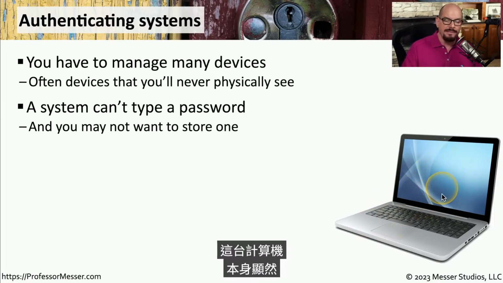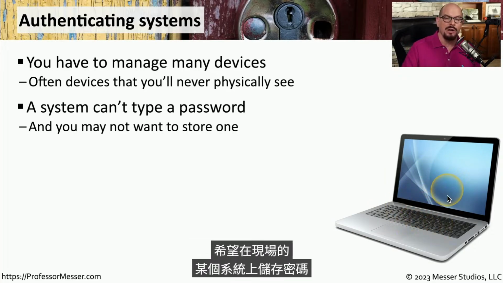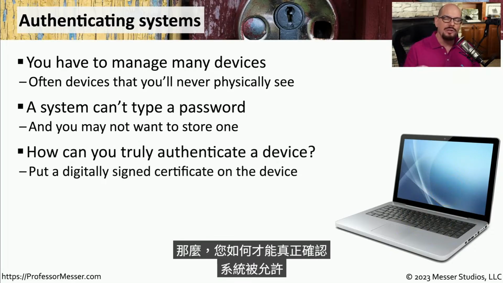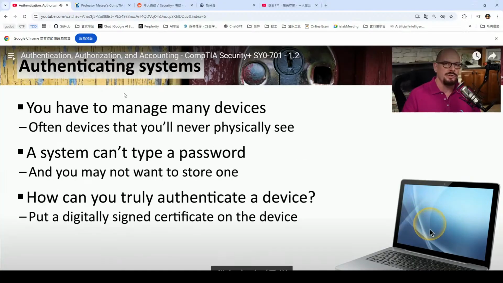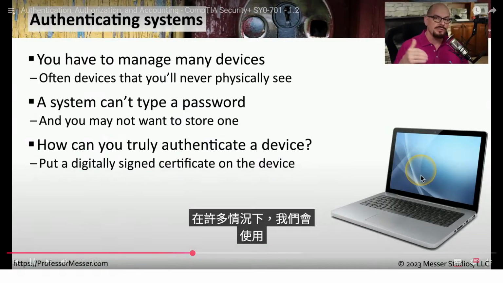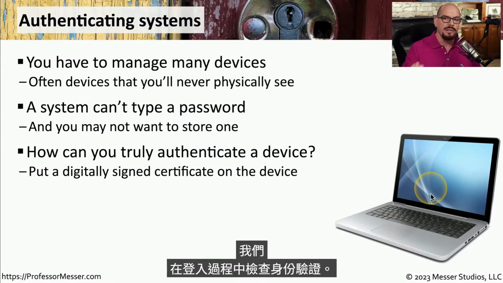This computer by itself obviously can't type a password to prove who it might be. And in most cases, you probably wouldn't want to store a password on one of your systems out in the field anyway. So how can you really confirm that that system is allowed to be on our internal network? How do we provide that additional authentication? In many cases, we use a certificate that we put onto this device that is digitally signed, and we check that authentication during the login process.